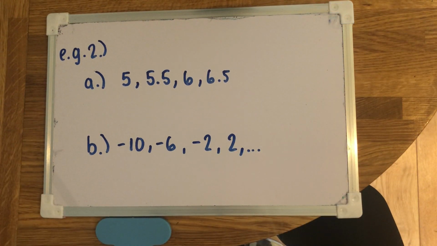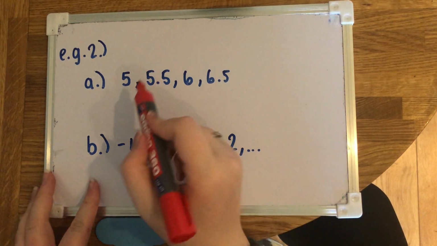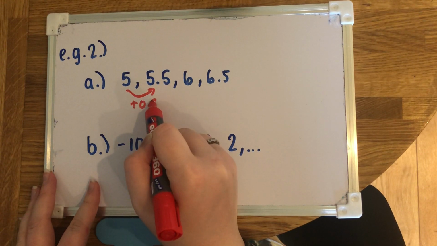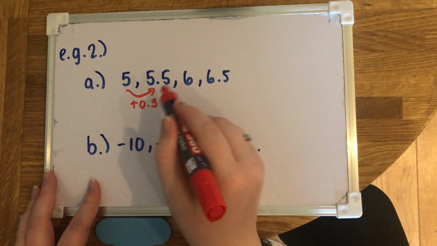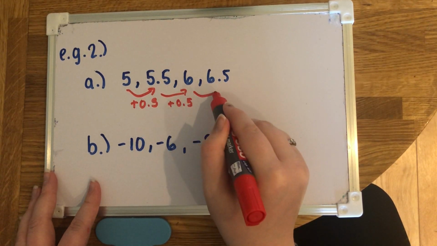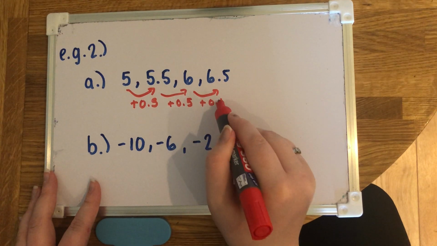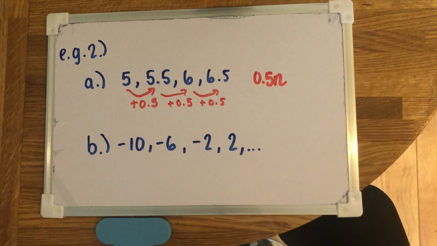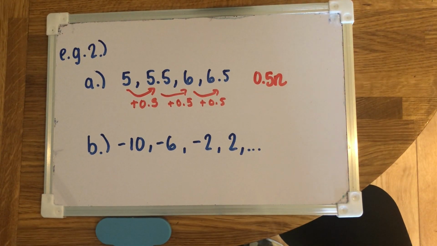Okay, 2 more, exactly the same method though, no different. It's just the numbers are a little bit meaner because we've got some decimals and more negatives. Again, first thing we do is see what we need to add on to get to the next one. To get from 5 to 5.5, we'd have to add on 0.5. You can say a half if you wanted. Again, add 0.5, and again here, add 0.5. So it's going to be 0.5n. You can have decimals there.